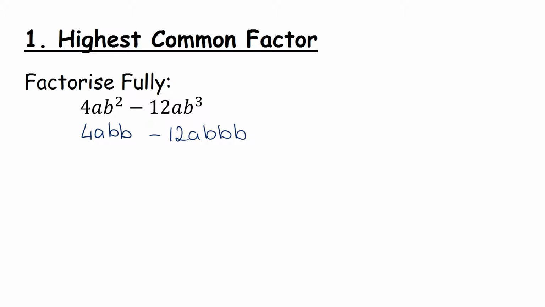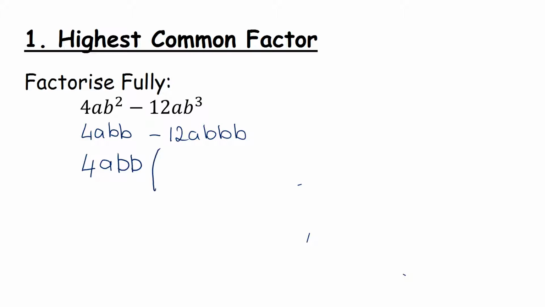4 divides into 4 and 4 divides into 12. So let's say 4 is common. But remember the name of this is the highest common factor. So it's not just pick any factor that's in there, we need to pick the highest. The 4 is there. There's also an a that's common. And there's also 2 b's. So that's going to be b. Okay, we'll clean that up in a minute.